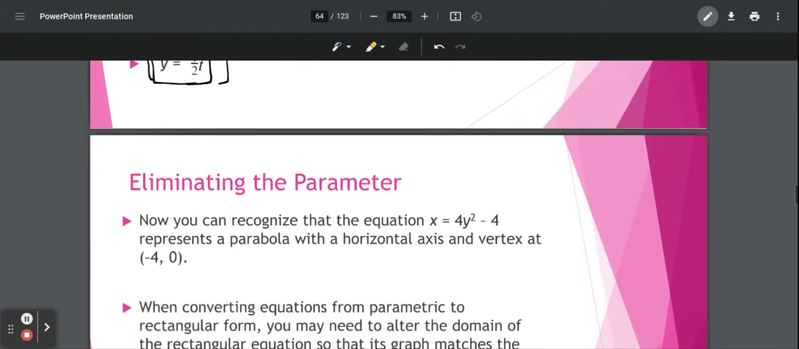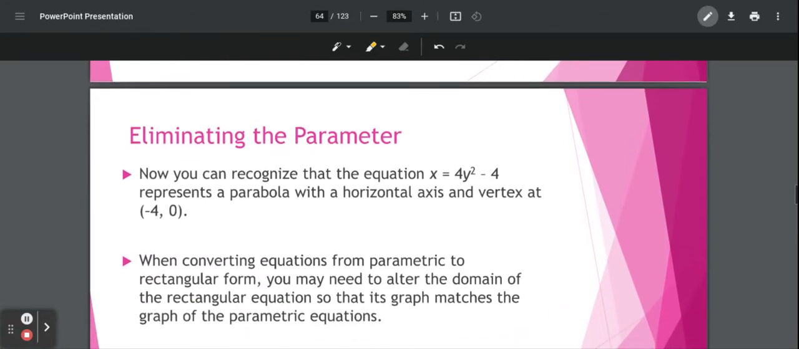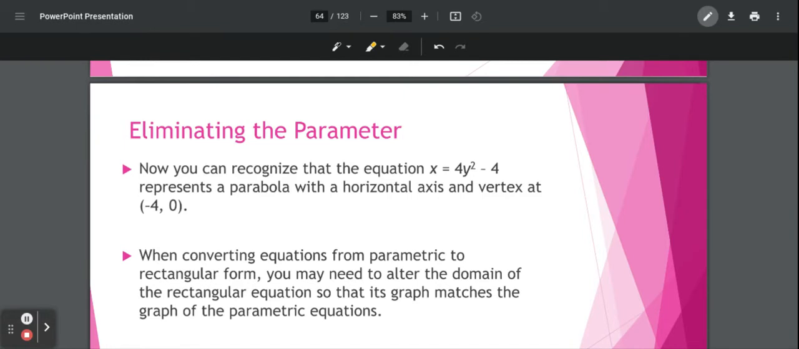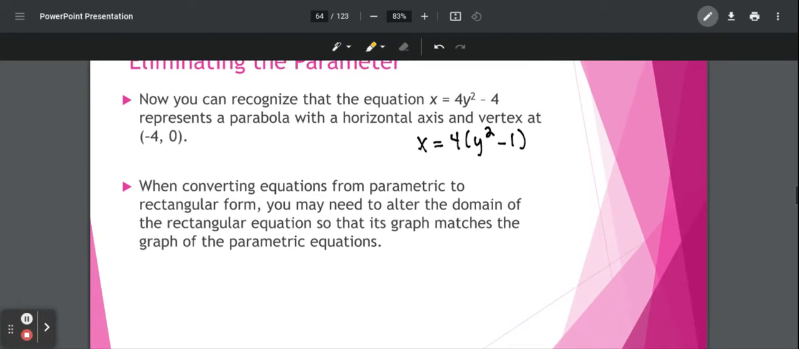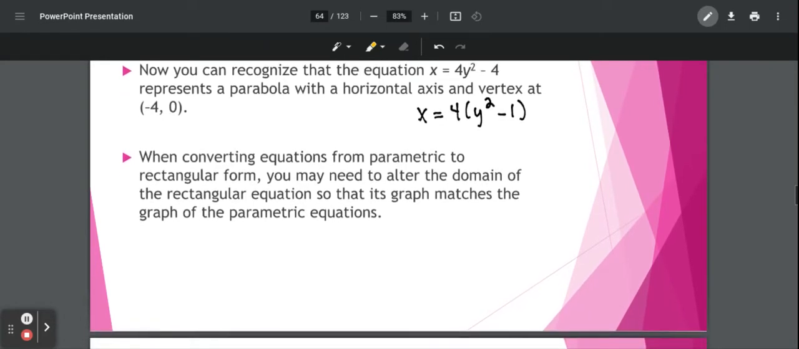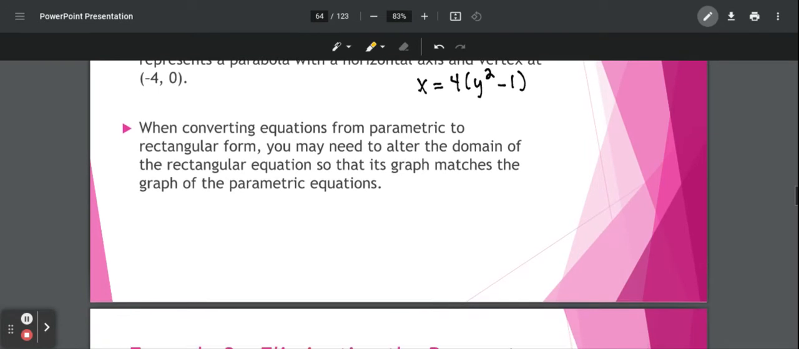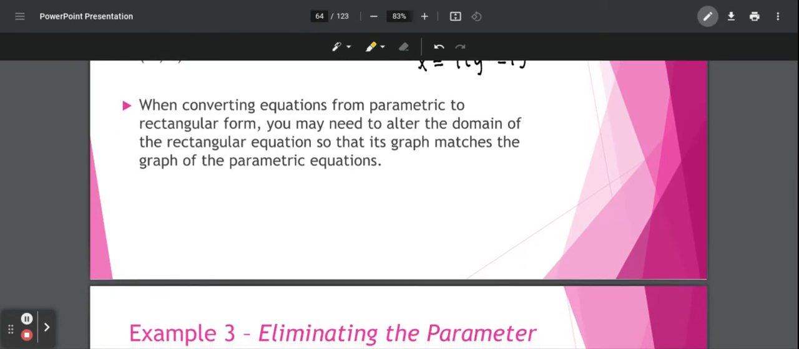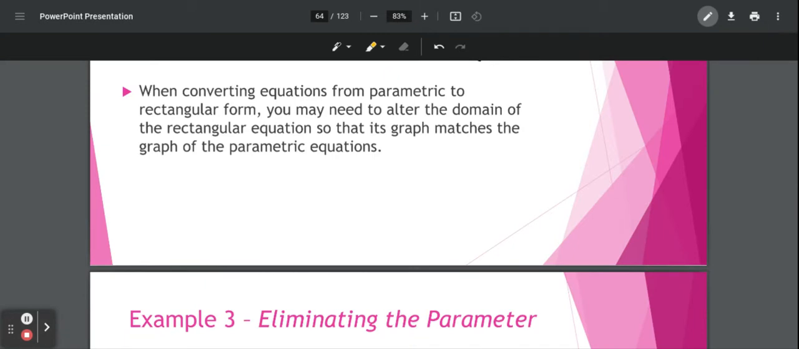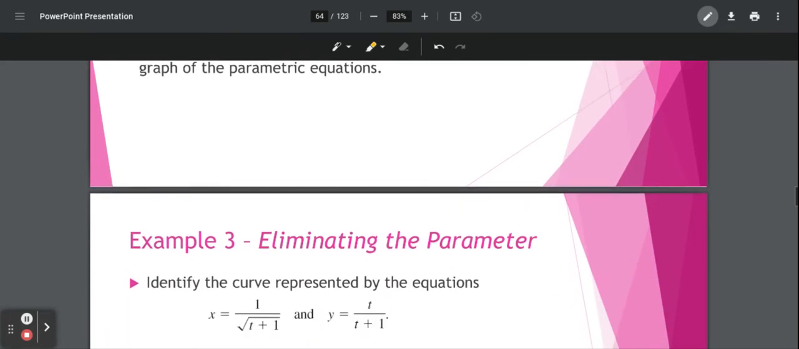So now you can recognize that the x equals 4y squared minus 4 is a parabola with that horizontal axis and a vertex at 4, right? Because we could rewrite this, if we factored out the 4, we would get the y squared minus 1, right? So we're kind of back in that parabola format with that y squared equation. When converting equations from parametric to rectangular form, you may have to alter the domain so the graph matches the graph of your parametric equations.